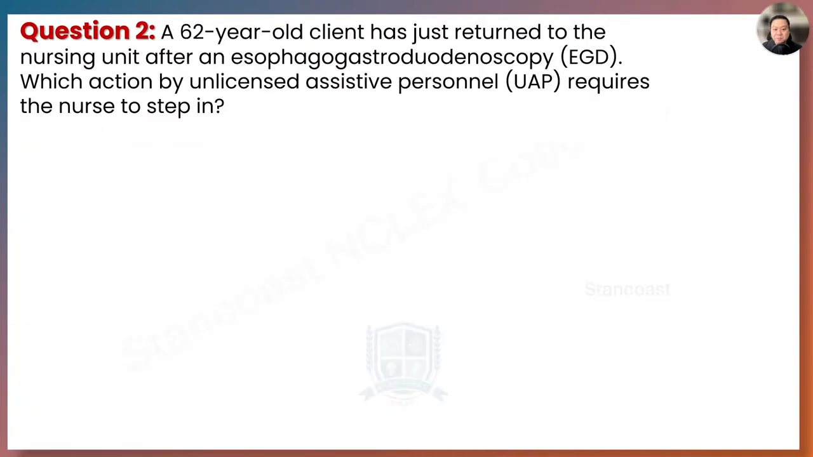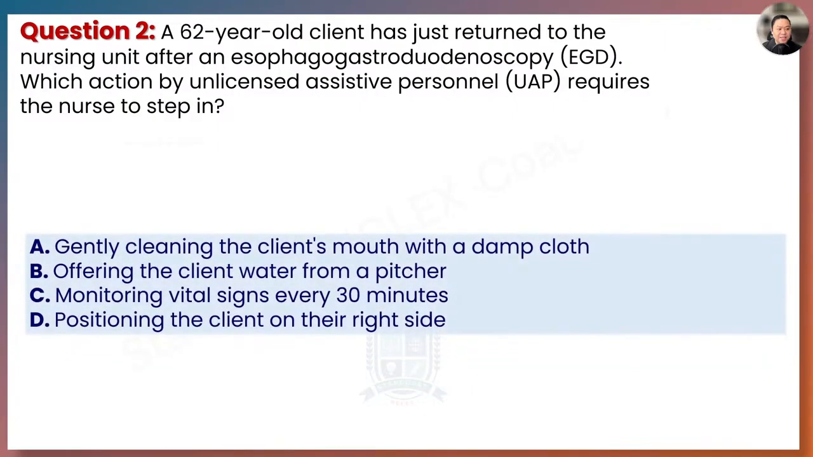All right, let's have number 2. Now, a 62-year-old client has just returned to the nursing unit after an esophagogastroduodenoscopy, EGD. Which action by unlicensed assistive personnel requires the nurse to step in? Options: A, gently cleaning the client's mouth with a damp cloth. B, offering the client water from a pitcher. C, monitoring vital signs every 30 minutes. D, positioning the client on their right side.